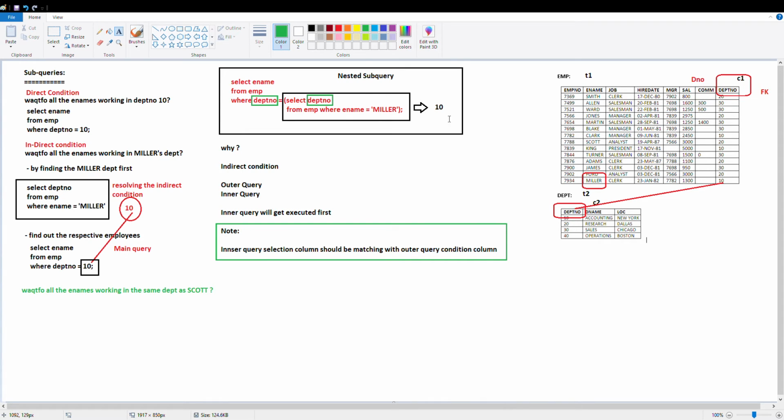So what should I do? First, I have to find out Scott's department. Where is this guy working? I have to find that out. Once I have found out where he is working, then I have to find out who all are working in this particular department number 20. Clear? So the moment you look at this condition, you should be in a position to identify whether it's a direct condition or an indirect condition. And I can complicate this question still further. How can I complicate this question? I can also start asking. What can I ask?